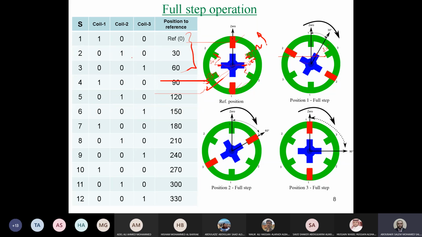Of course, in this example we have only 3 coils. We may have 4 coils, 6 coils, 8 coils. But the same way, if you change the sequence of pulses, it will reverse the motor direction. So this is the answer to question number 2. Regarding the first question, we now have the same design. Can we move the motor with a step angle different to 30 degrees? And how?